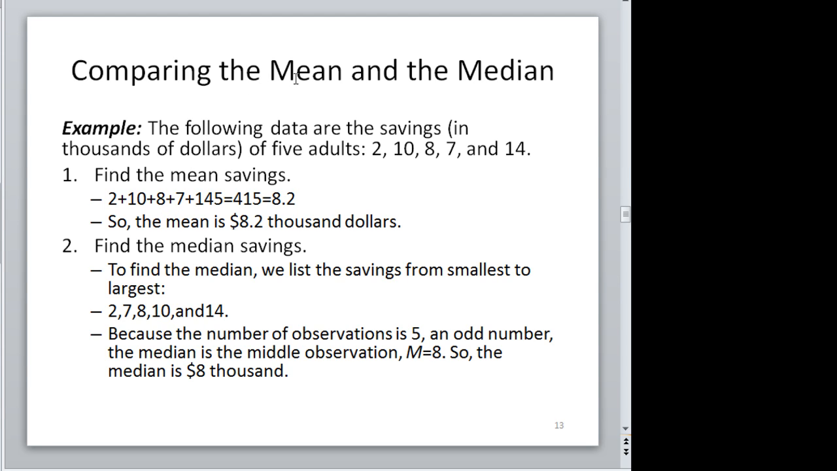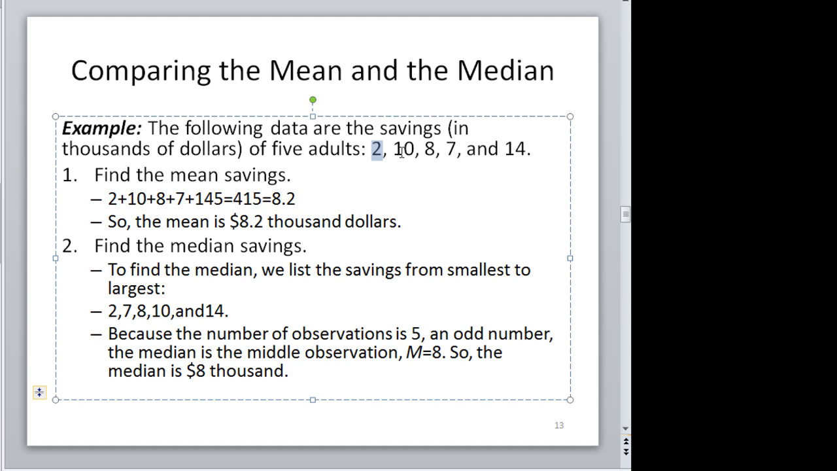Okay, so let's compare the mean and the median. What was the median? The median was the middle value. What was the mean? You add them up and divide by the number of data points. So let's consider this example. The following data are the savings of 5 adults in thousands of dollars. If you have 2, that means you have 2,000. If you have 10, that means 10,000, then 8,000, 7,000, and 14,000. How many people? 5 adults, so we have 1, 2, 3, 4, 5 different data points.